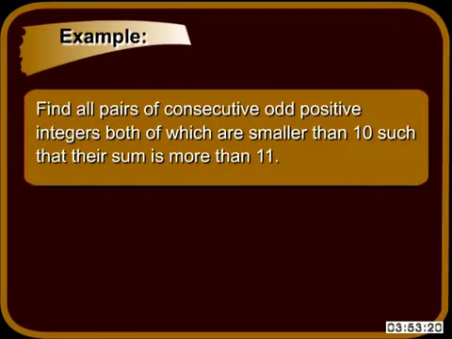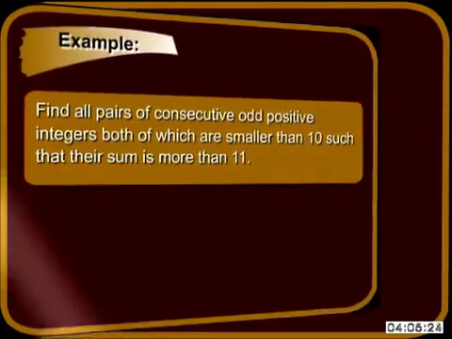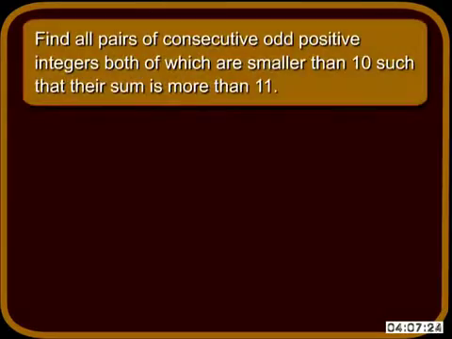Now we will consider another example. Find all pairs of consecutive odd positive integers, both of which are smaller than 10, such that their sum is more than 11. Now let us see its solution.